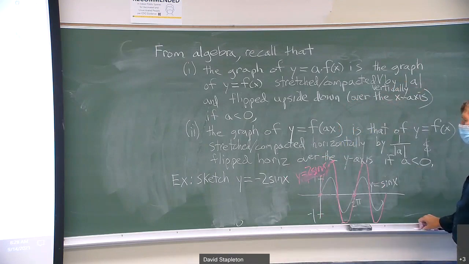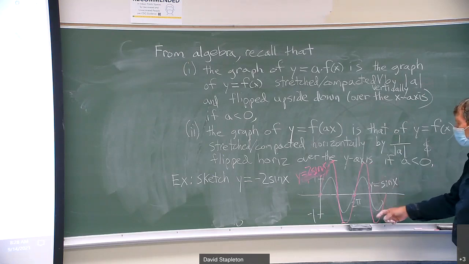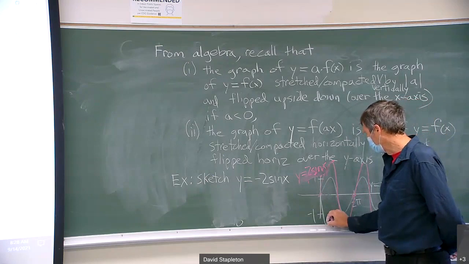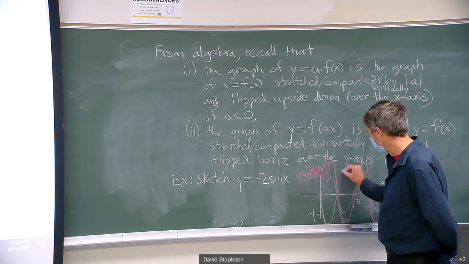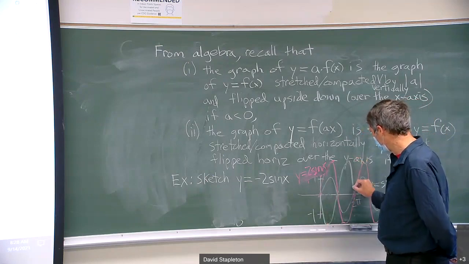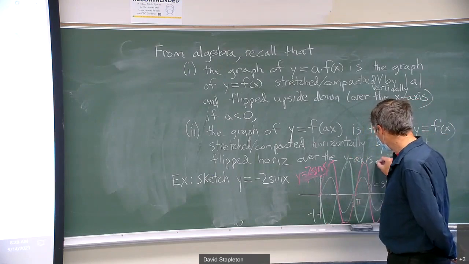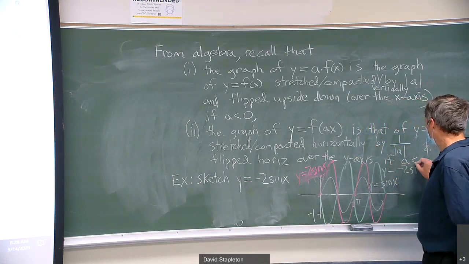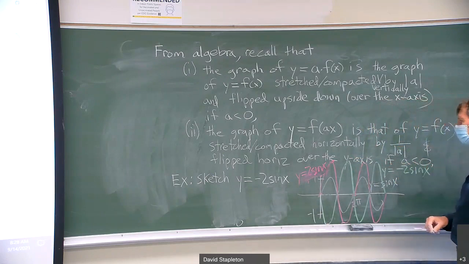Now, what does y equals minus 2 sine x look like? That just changes all these y coordinates to negative. So it's this one flipped upside down. It goes down to minus 2, back through 0 in the same spot. And where this one's minus 2, this one's plus 2. And it goes like that. So it's stretched by a factor of 2 and flipped upside down. There's y equals minus 2 sine x, right? Any questions on that one?